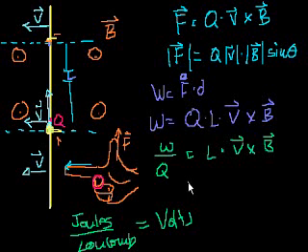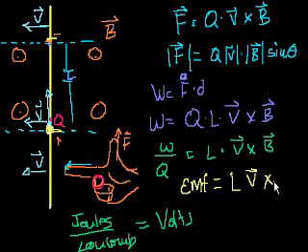So we could say that the EMF, the electromotive force, or the voltage across from here to here, but they're really the same thing, is equal to the distance of the wire that's in the magnetic field times the velocity that you're pulling the wire in across the magnetic field.